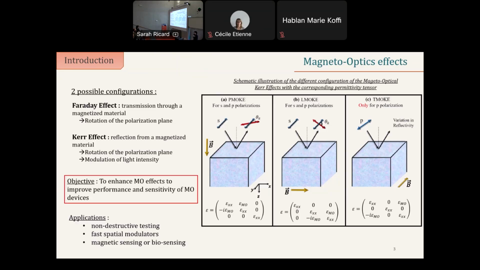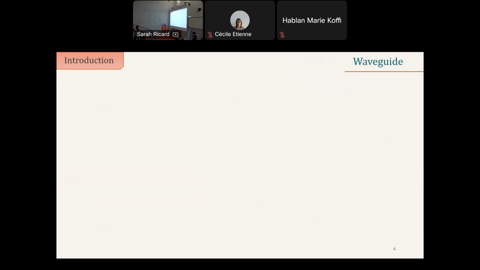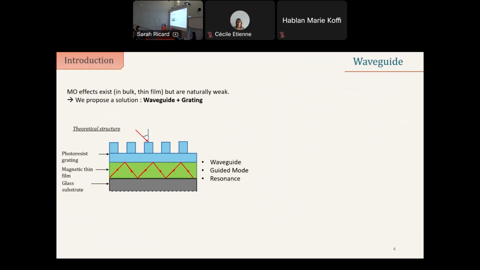Those effects are used in different applications, such as non-destructive testing, fast spatial modulators, or magnetic sensing and biosensing. As I said, these effects are naturally weak, but they always exist in bulk or in thin film for every magneto-optic material. What we propose in my work is to couple a waveguide containing a magnetic material with a grating. This is a typical structure I did. First, we have a waveguide with, in green, the magnetic thin film.